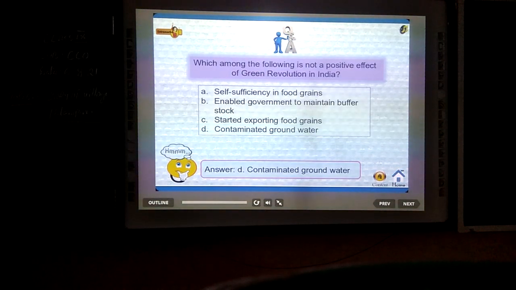Self-sufficient in food grains, enabling the government to maintain buffer stock, started exporting food grains. Contaminated groundwater. The answer is contaminated groundwater.